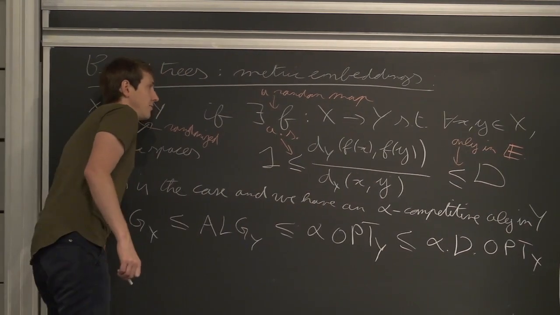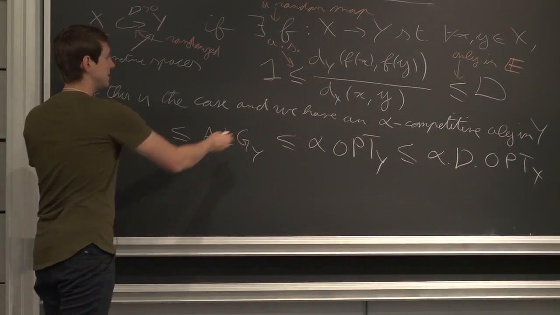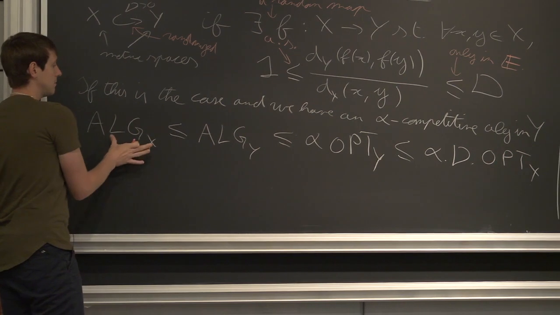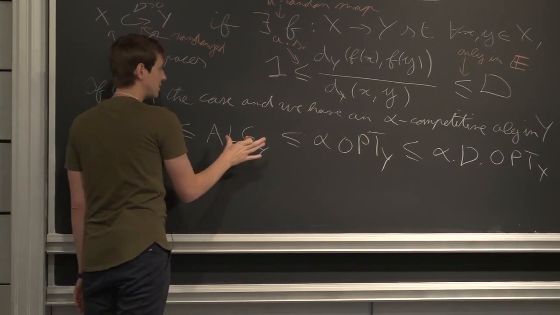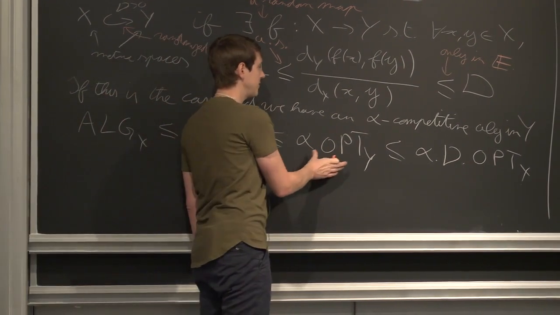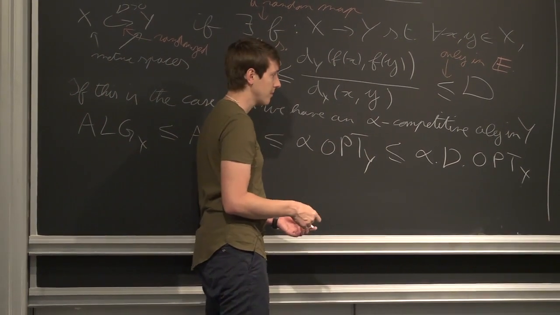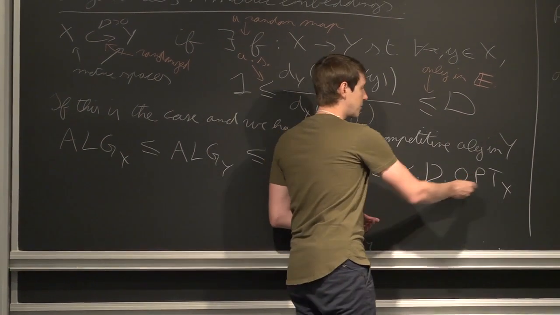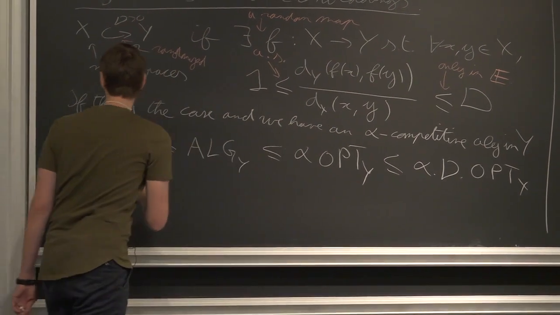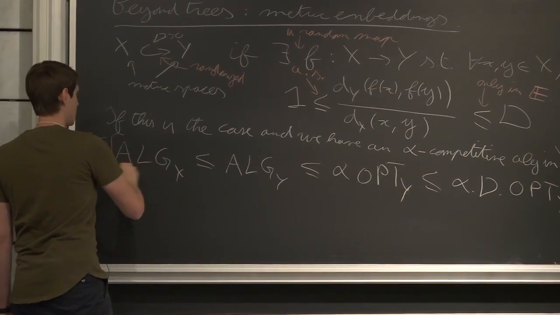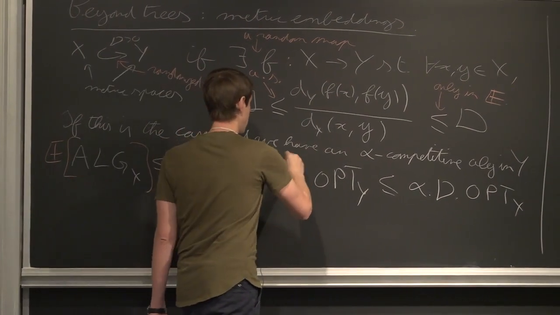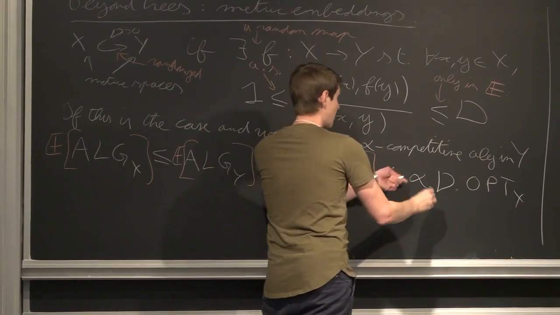And why is that enough? Let's look at this sequence of inequalities. Because it's non-contracting, the algorithm's movement in x is always smaller than the algorithm's movement in y, which, by alpha-competitiveness, is smaller than alpha times the opt in y. And now this inequality becomes true in expectation. So if I add expectations, I get this, and now this one is still true.